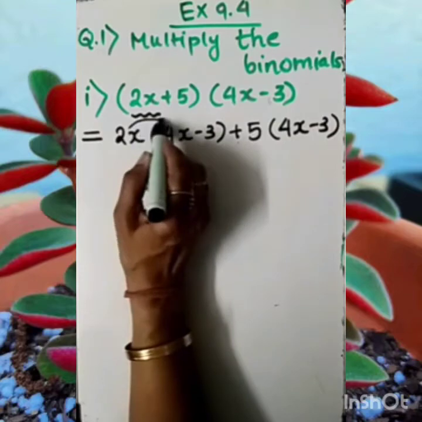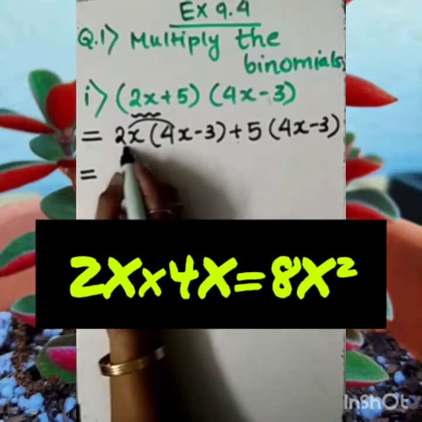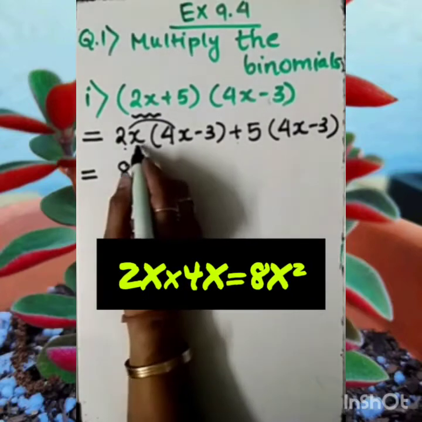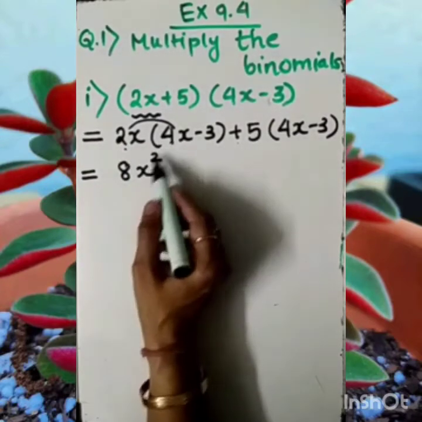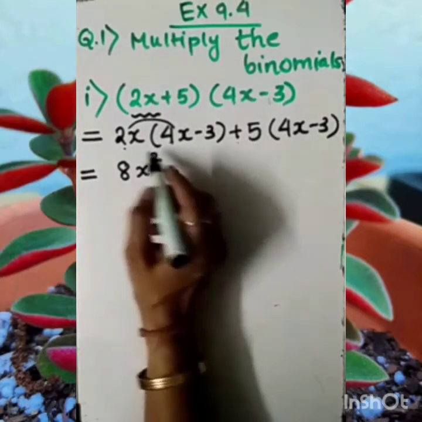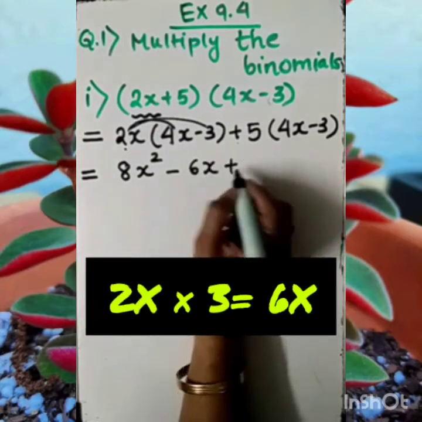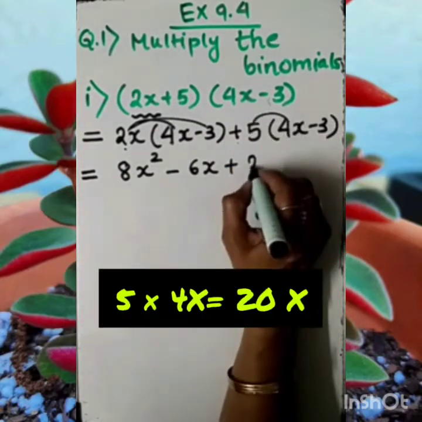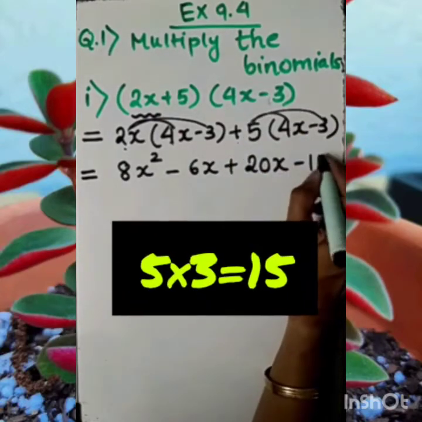Now 2x into 4x. 2 4 ja 8, x into x gives x square. Minus 2 3 ja 6x, plus 5 4 ja 20x, minus 5 3 ja 15.